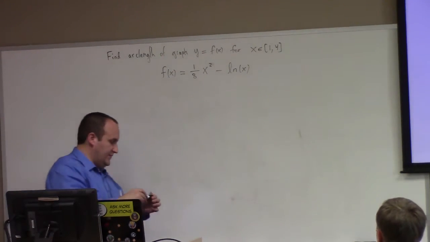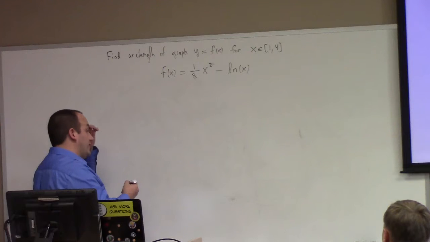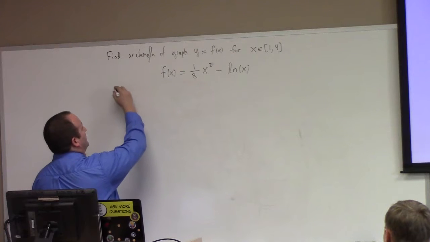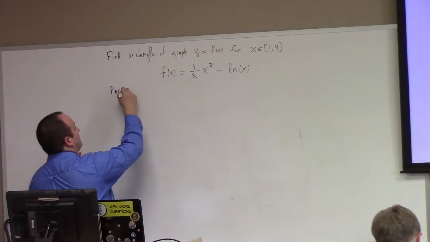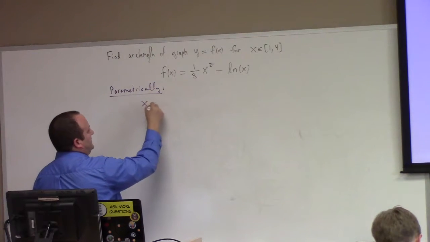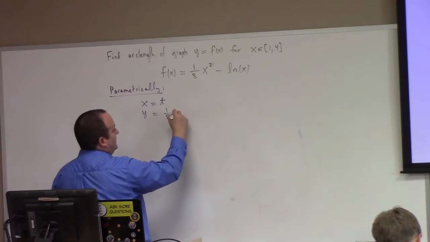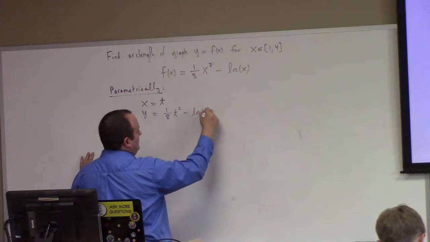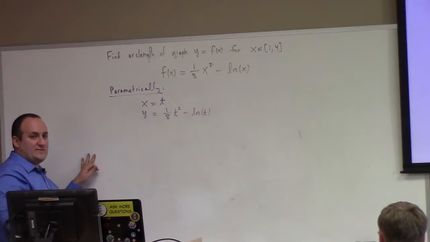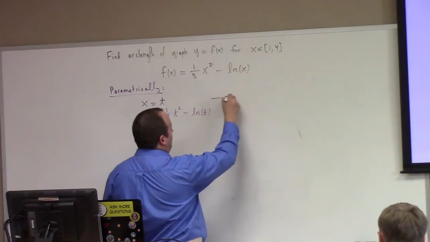All right, so I've been trying to convince you guys that the parametric viewpoint is the most general one and the most useful one. So with that in mind, what is the parametric version of this curve? It's kind of a silly one. We put x equals t, right? And we put y equals 1/8 t squared minus the natural log of t. If you'd rather, you could just put x equal to x and y equal to 1/8 x squared minus natural log of x. It's kind of all the same. I'm just using t to connect with our larger story.